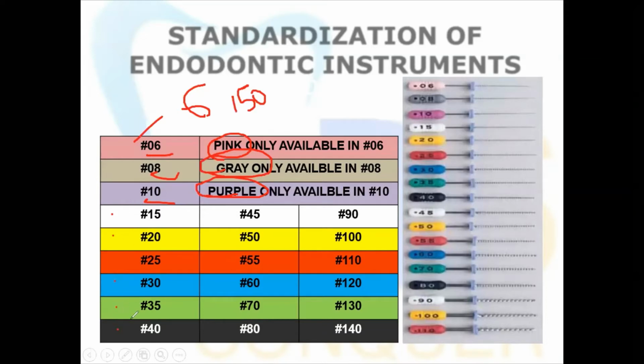And this color coding, except the pink, gray, and purple, has been repeated for every six set of instruments. As we can see here, from 15 to 40 this color coding has been done, and later again it has been repeated for 45 to 80, and the same has been repeated for 90 to 140. So except 6, 8, 10, the rest of the colors from white to black will be repeated for every 6 set of instruments. Just memorize this table.